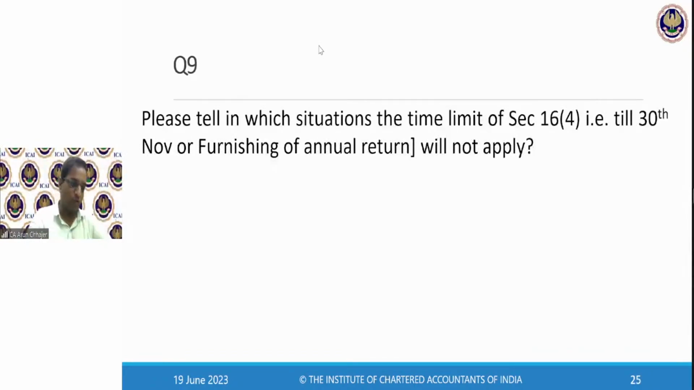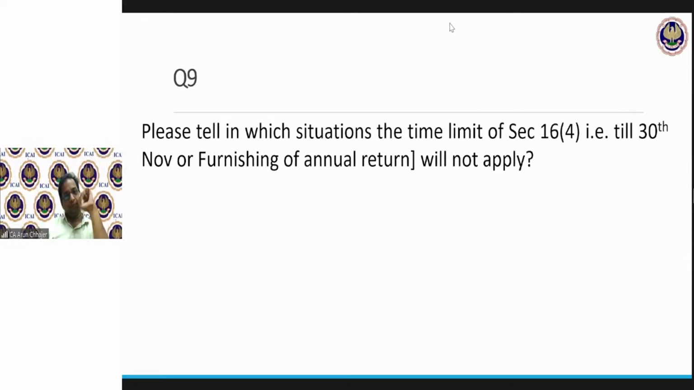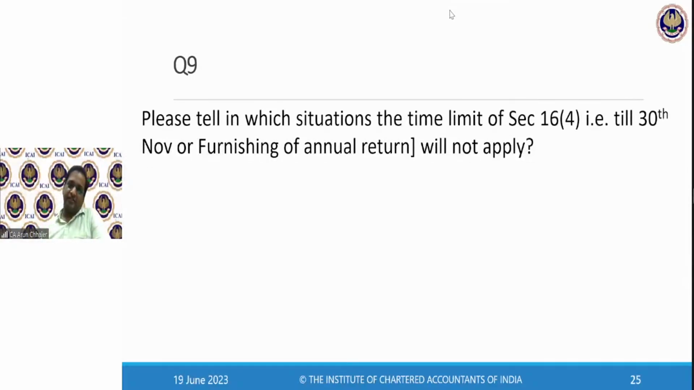Last question for the day. Please tell in which situation the time limit of section 16(4), that is till 30th November or annual return, will not apply.